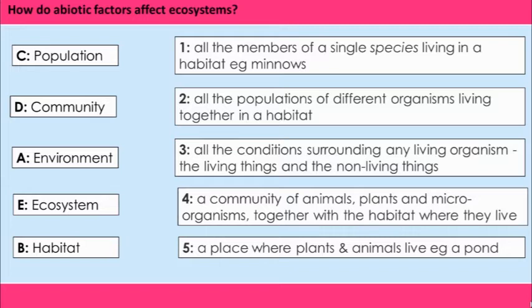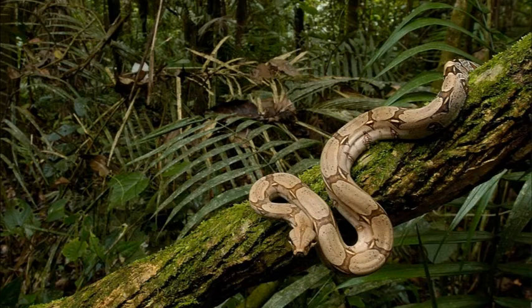Ecosystem. A community of animals, plants, and microorganisms together with a habitat where they live. And a habitat is a place where plants and animals live. For example, a pond. There are some pictures to try and explain that. That's a nice looking snake there.